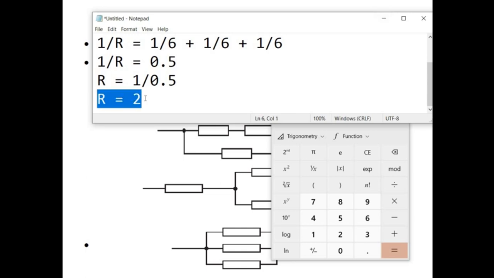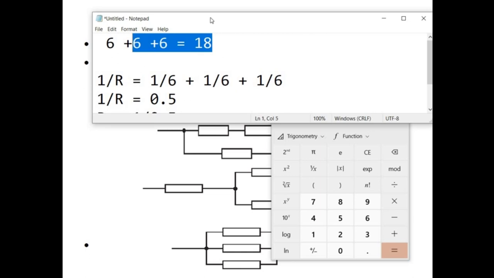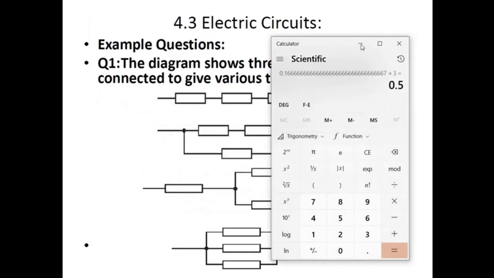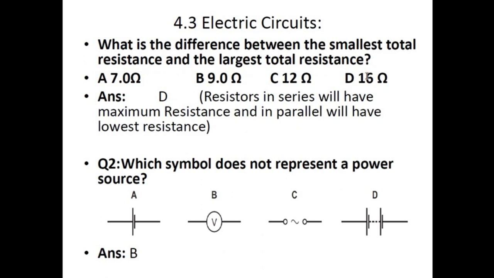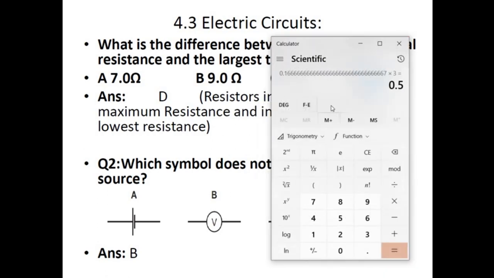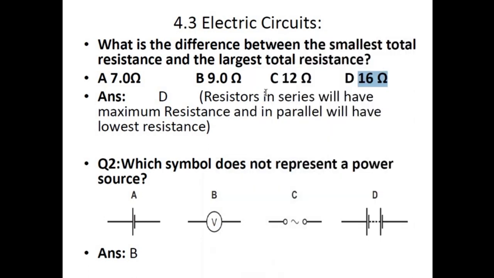Now the smallest is 2 ohms and the largest is 18 ohms. So what would be the difference between them? Let's check our answer. Yes, the answer is D, 16 ohms, because 18, the largest, minus 2, the smallest, is 16.